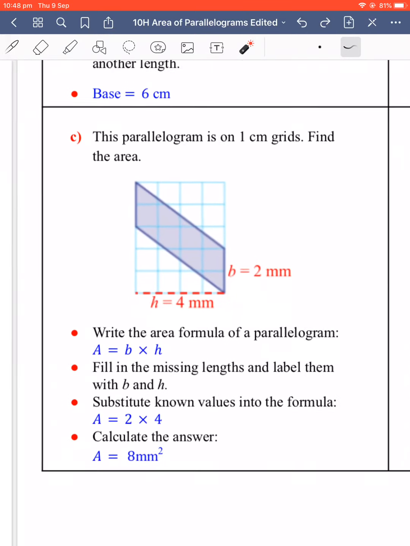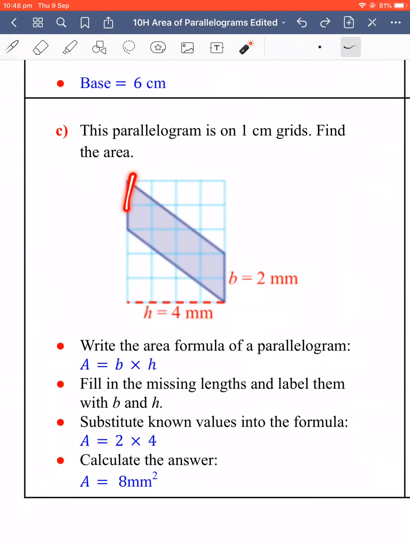Next example that we have here, we now have our 1 centimeter grids again. Just keep that one in mind, as this will help us figure out some things. We want to look at finding the area. In order to find the area, the first thing we do is write in our formula. Then we fill in any missing lengths and label them with B and H. On this particular one, this length is the easiest one to see compared to this length, so this one will be our base.